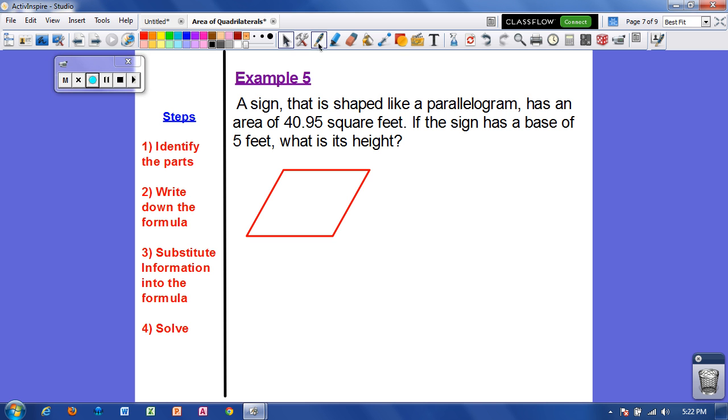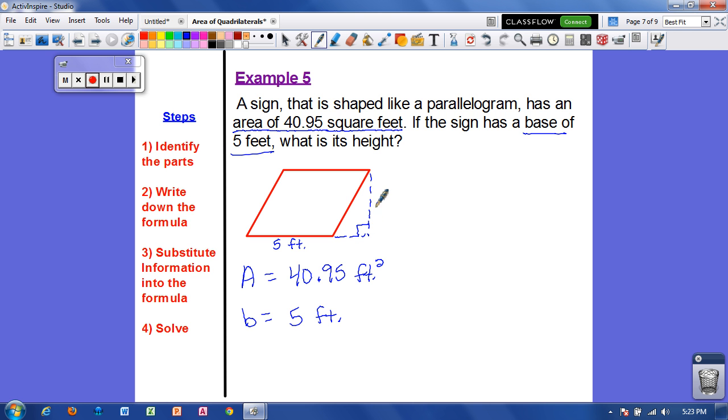Okay, there we go. Alright, so I just put a parallelogram in here. Now it says that that parallelogram has an area of 40.95 square feet. So we know that the area equals 40.95 feet squared. It says the sign has a base of 5 feet. So base equals 5 feet. So that means right here on this parallelogram, that measures 5 feet. But what I want to know is, what is the height? I don't know the height of this parallelogram.